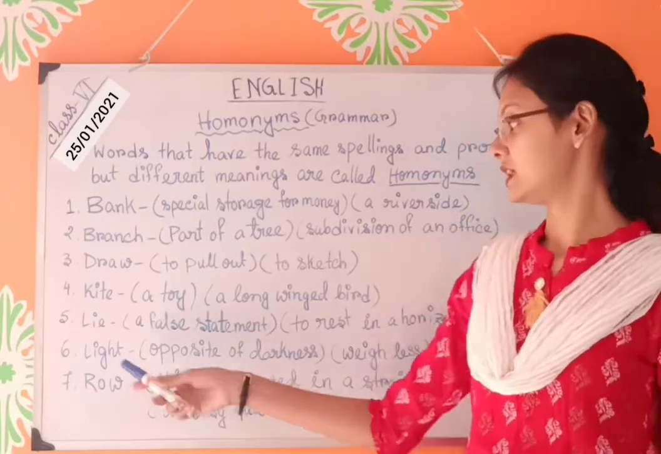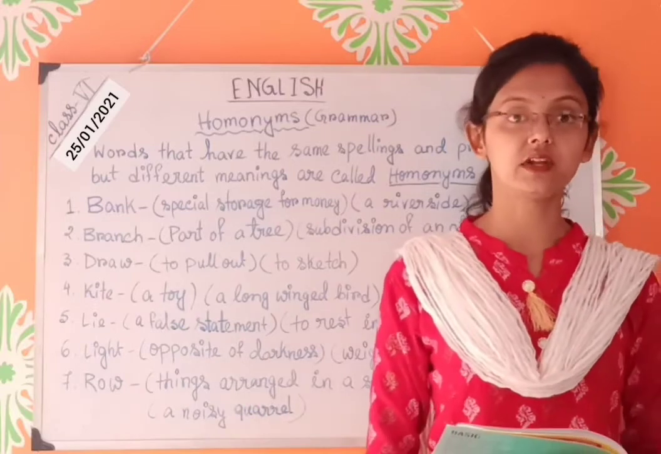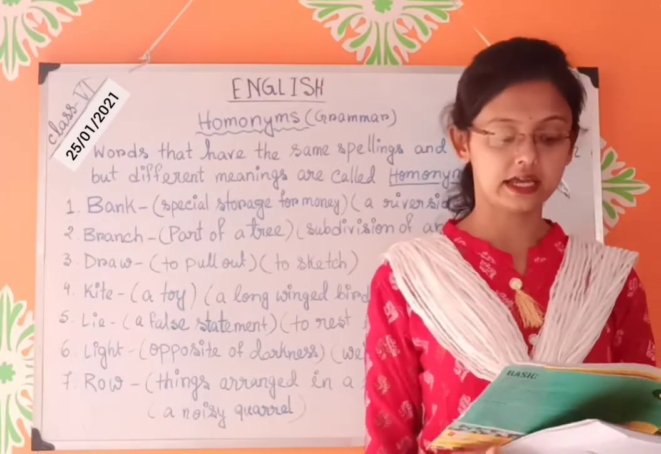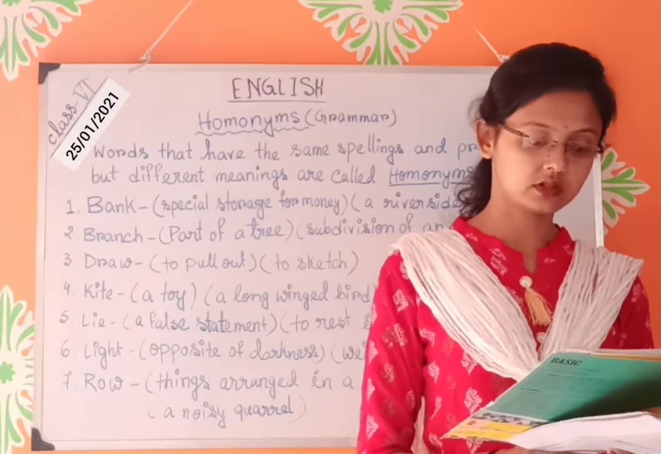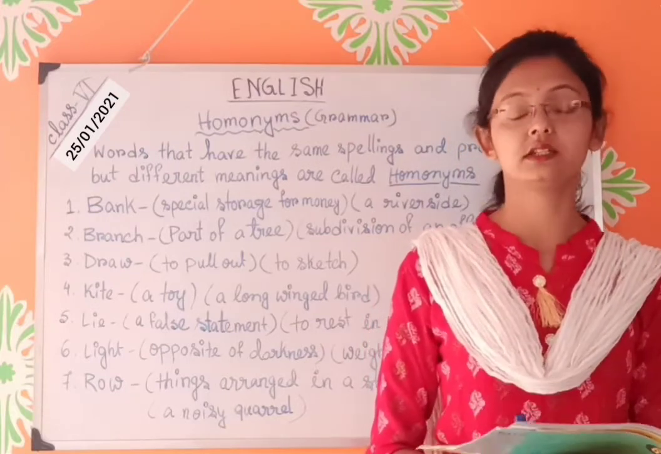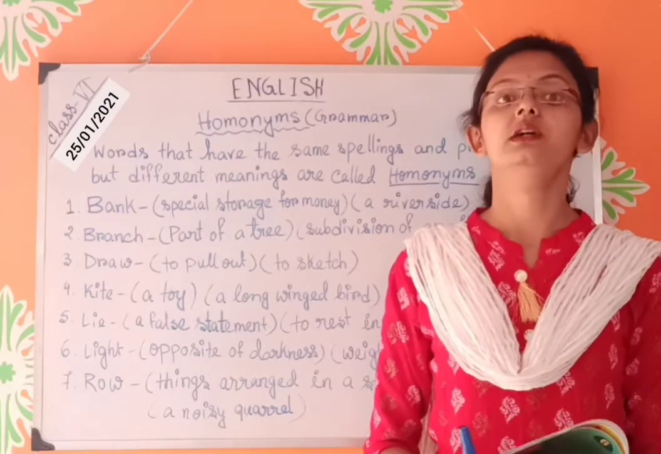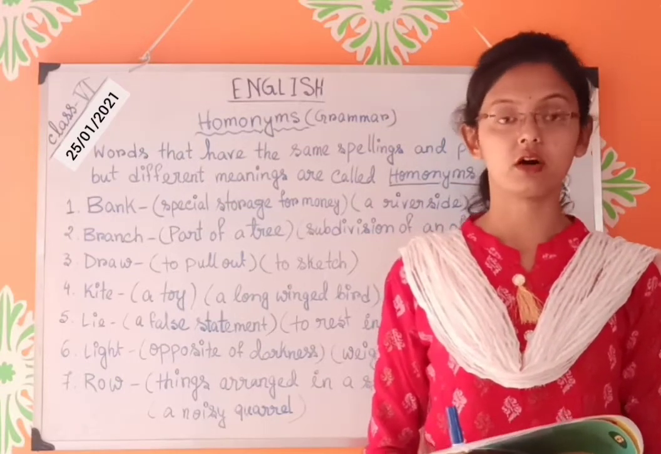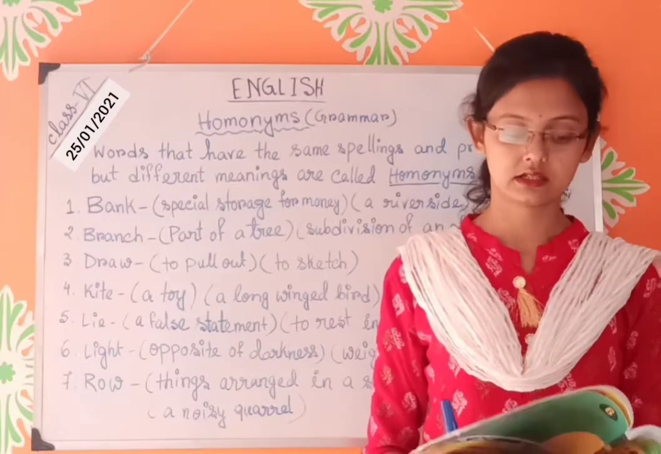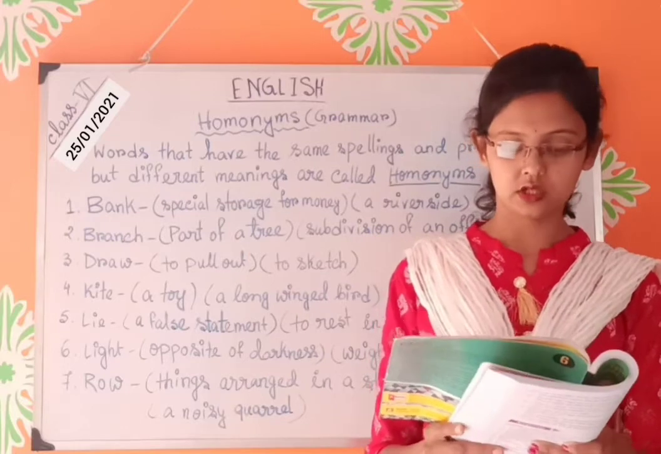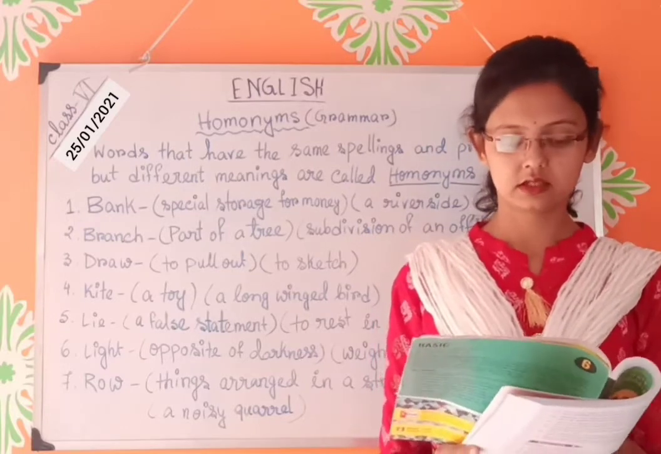Next one is light. So what is the meaning of light? You know that opposite of the darkness there is the light. So there was no light in the room, it was dark. So here light means opposite of the darkness. It means that brightness.